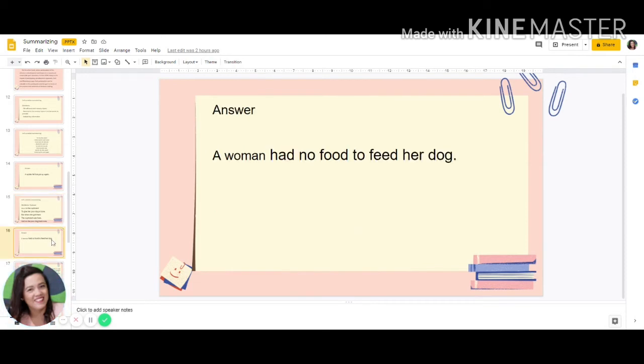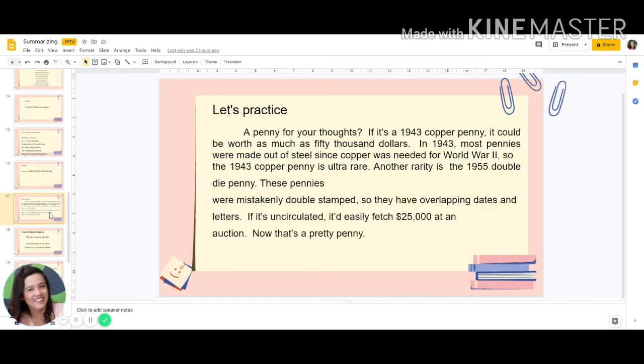Let's see. We can summarize this by saying a woman had no food to feed her dog. How about this example? A penny for your thoughts?